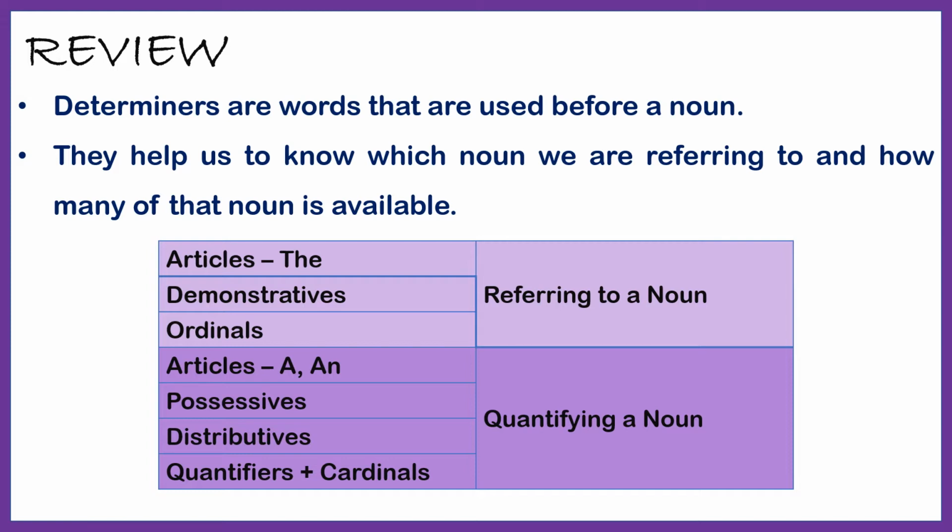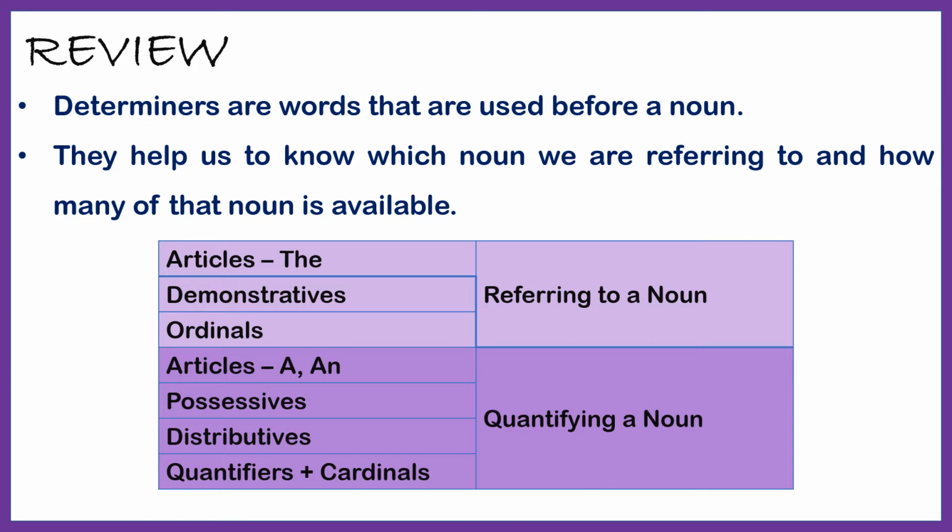Indefinite articles a and an are used for quantifying a noun. Moving on, possessives, as we just saw, are also used to refer to a noun. Which book are we talking about? His book. Which shoes are we talking about? Her shoes. So possessives are used to refer to a particular noun.